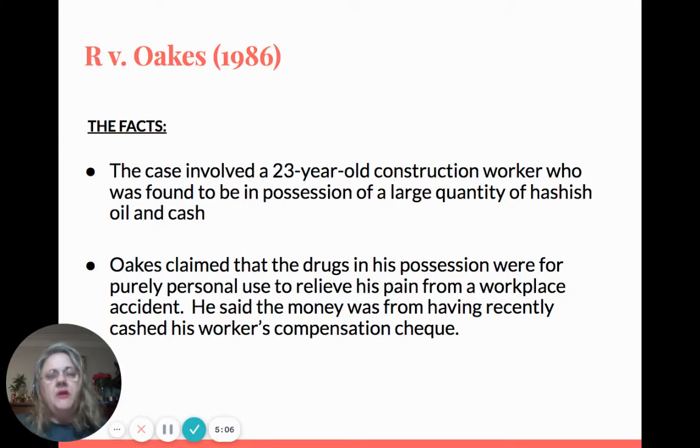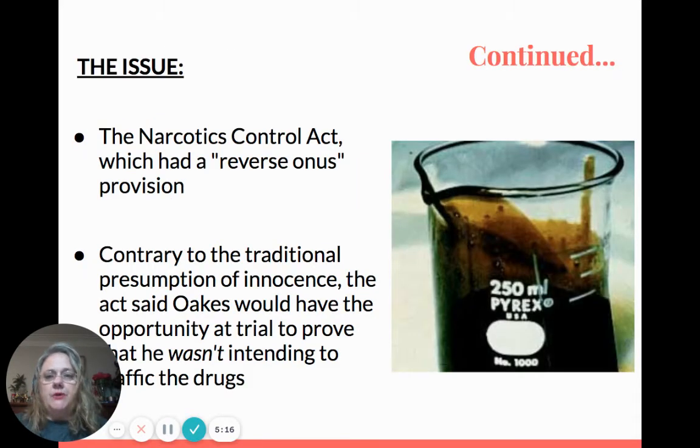They didn't believe him. They believed that the quantity of drugs that he had and the quantity of money that he had meant that he was probably trafficking. So the issue then, when the case finally made its way up to the Supreme Court, was not about whether Oakes was guilty. It was about the legislation, the Narcotics Control Act, as it was then called, and how it treated David Oakes.